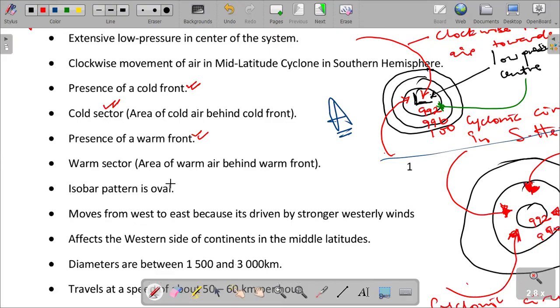So we also obviously have a warm sector. I defined the warm sector and the cold sector in the previous section: an area of warm air behind the warm front. When the front is moving, we have got a warm sector, which is a zone that is occupied by warm air behind that warm front. And isobars, I mentioned already that they are also there.